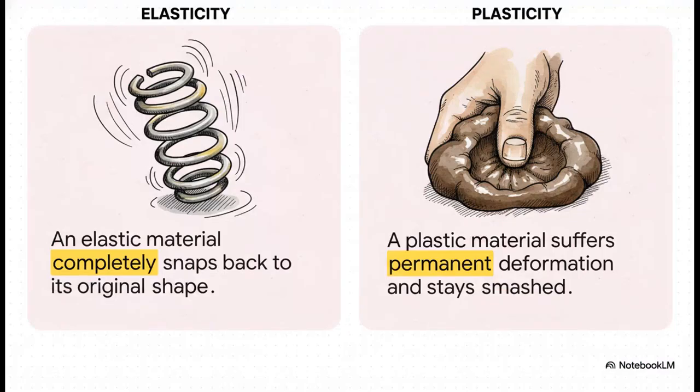To really understand material mechanics, we've got to look at how things deform. It's pretty intuitive, right? An elastic material, like a spring, completely snaps back to its original shape and size the moment you stop pulling it. It has this built-in restoring force. But plastic materials, well, think of a lump of putty or wet mud. They suffer permanent deformation. If you press your thumb into mud, it doesn't bounce back. That fundamental difference between snapping back and staying smashed, that's the difference between elasticity and plasticity.